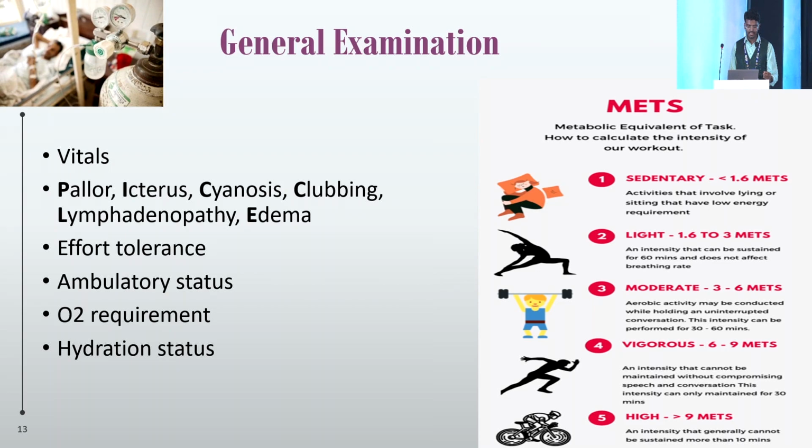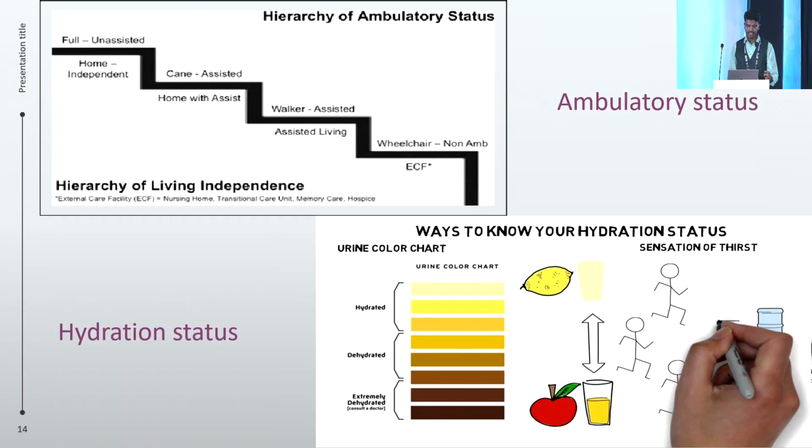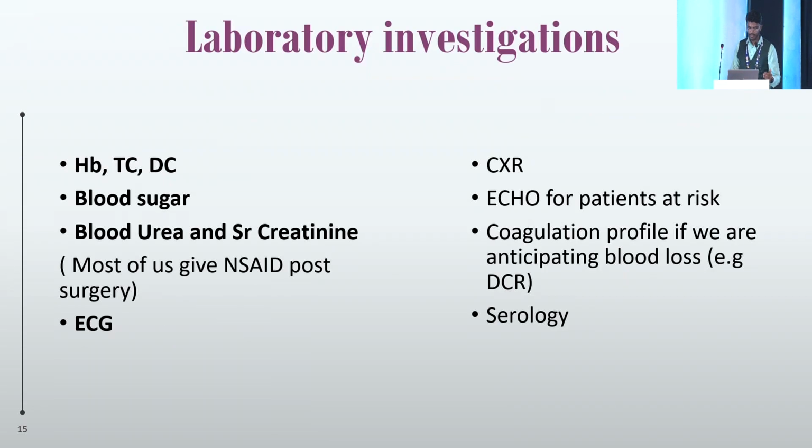Now, general examination, we all know pallor, icterus, cyanosis. Though we know it, how often we do it is a big question to be asked. And two important factors which I would like to highlight are the ambulatory status. Remember, we're talking about a daycare surgery, so we need the patient to be restored back to their original state of life at the earliest. So that is one important factor. And hydration status is important in order for the patient to have a good recovery post-op.